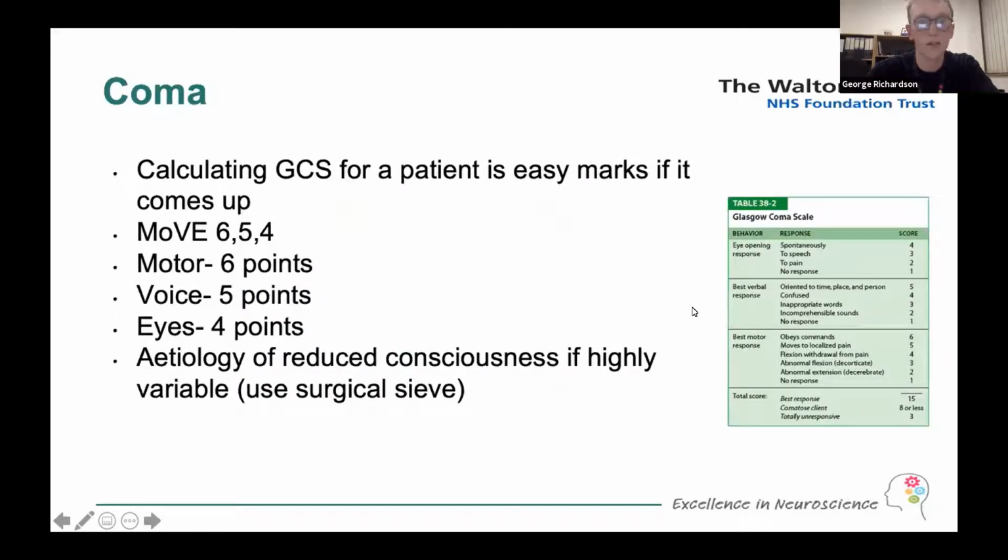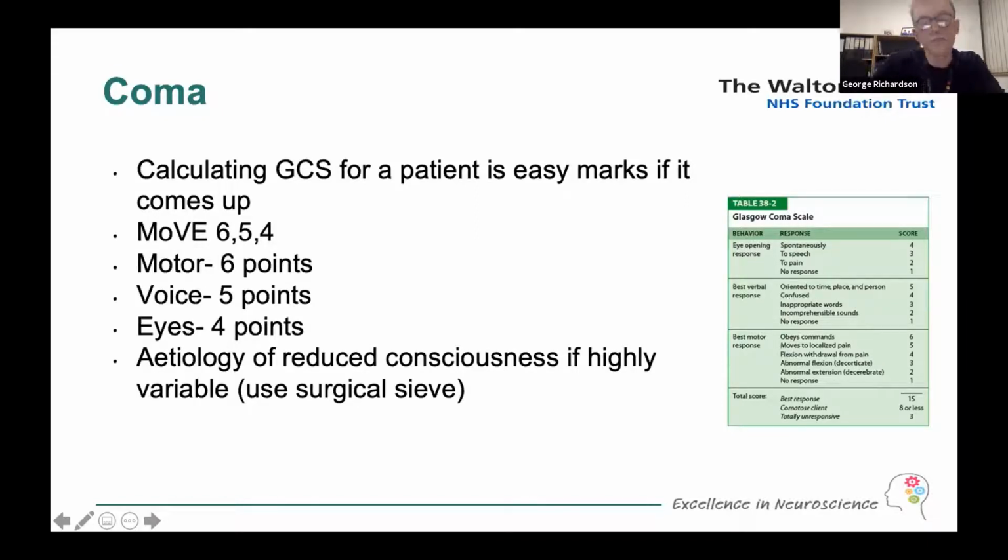Finally, just to talk a little bit about coma. Again, I think this is probably one of those things that's not really worth me sitting and going through, because you just have to learn it, to be honest. But there's quite a good mnemonic for this. If you remember MOVE, or MOVE 654, that stands for motor, which is 6 points, voice, which is 5 points, and eyes, which is 4 points. And as you can see on the little diagram to the right here, that corresponds to each level.